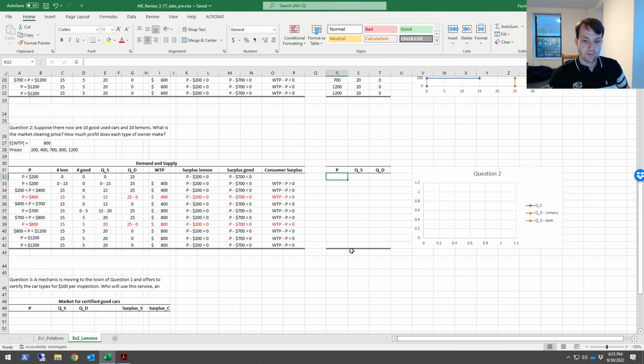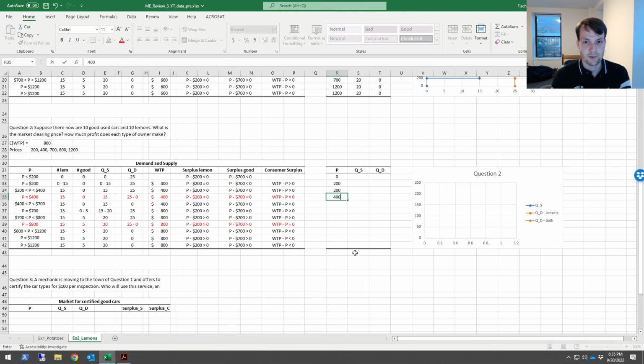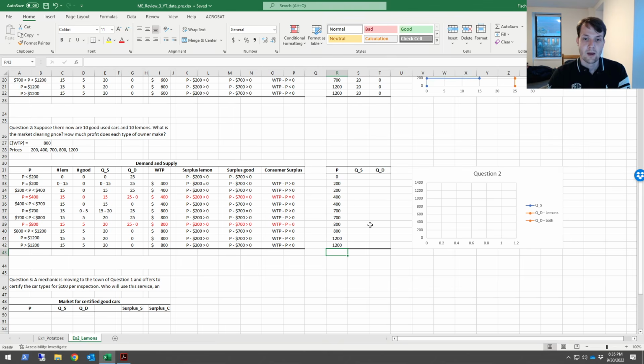Now let's plot. We're going to again do the same thing. We're going to enter every price point twice: 700, 700, 800, 800, 1200, 1200. We're going to get the supplies. This is just this column here, right? At a price of 0, it's 0, at a price of 200, it's between 0 and 15. And the next time it bends is at 700, so it's going to remain 15 here. At 700, it can be 20, and then it remains at 20 thereafter.